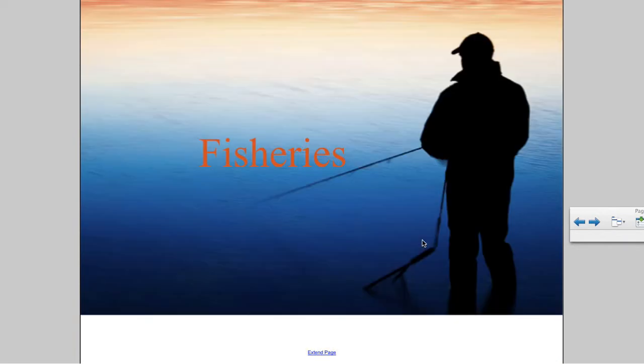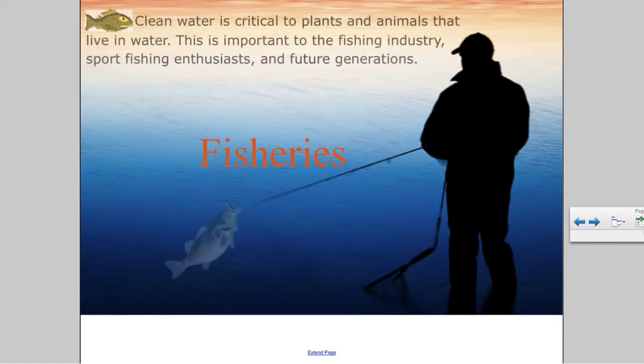One reason is for fisheries. So we want to care for our environment and our health for fisheries, because clean water is critical to plants and animals that live in the water. It's important to the fish industry, sport fishing enthusiasts, and future generations. Most of us do eat seafood or rely on organisms from the ocean.